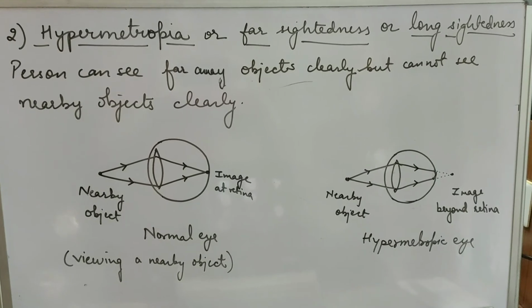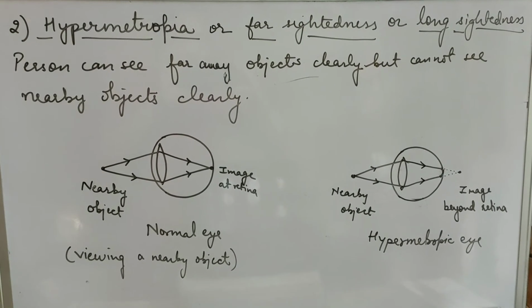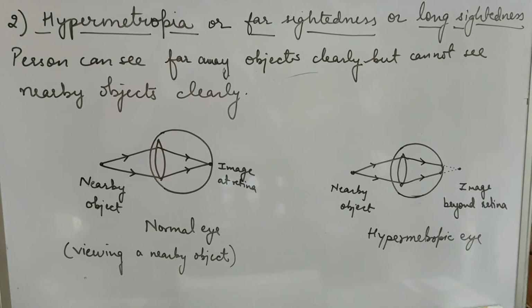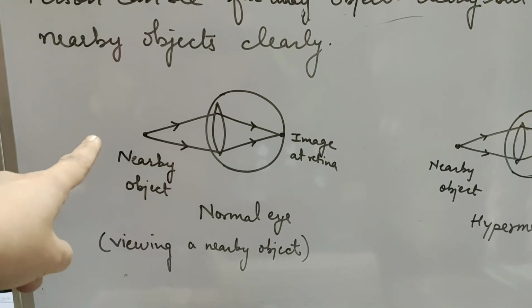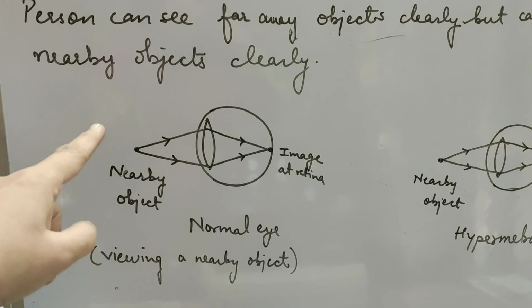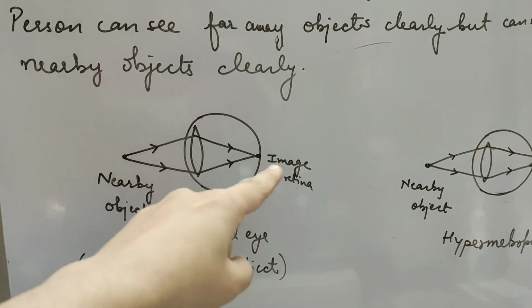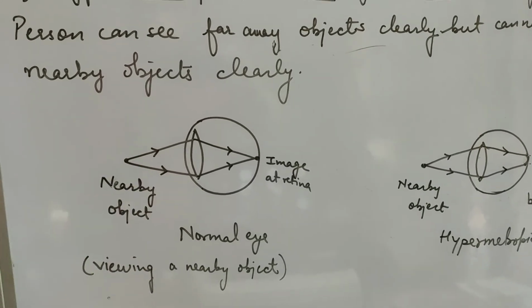So hypermetropia or farsightedness or long-sightedness. Okay, in this a person can see far away objects clearly but cannot see nearby objects clearly. So this here is representing the normal eye. Normal eye में nearby object जो हमने रखा है, say approximately 25 centimeter, वहाँ से point object से light rays are falling on the eye lens and they are being converged at the retina. So normal eye viewing a nearby object.